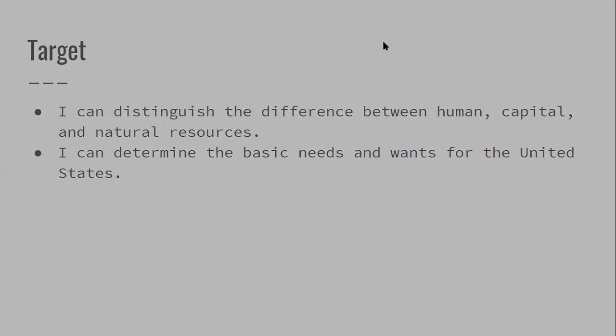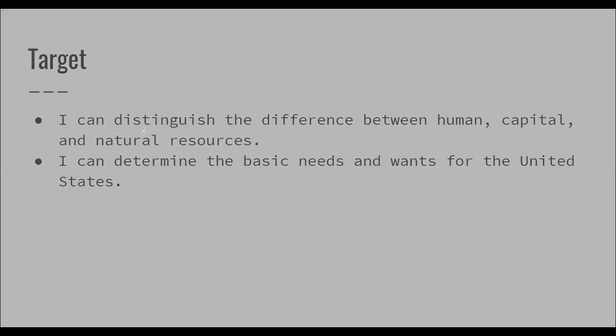So for our first target, it says I can distinguish, so to show or find the difference between human, capital, and natural resources. So these are three new things we'll be learning about today. We're going to be able to find and be able to tell other people the difference between these three different resources.